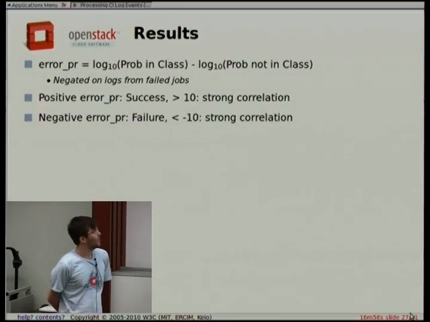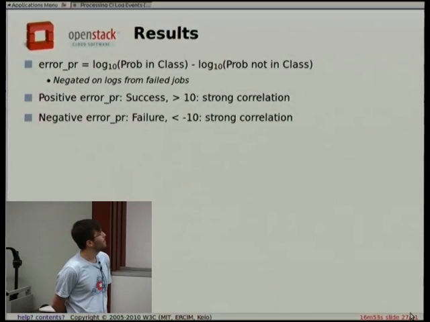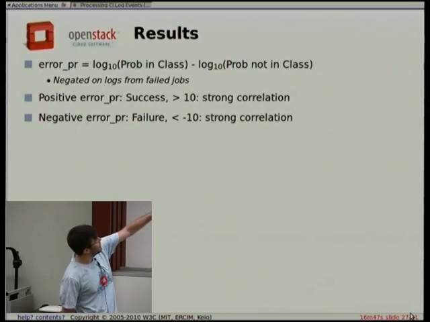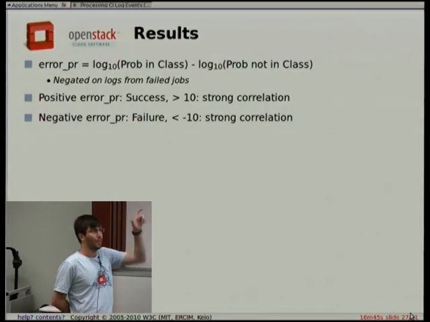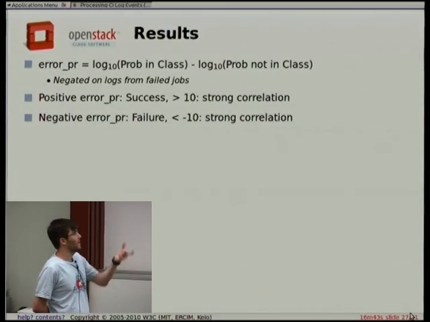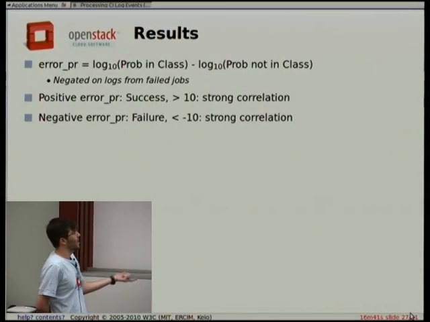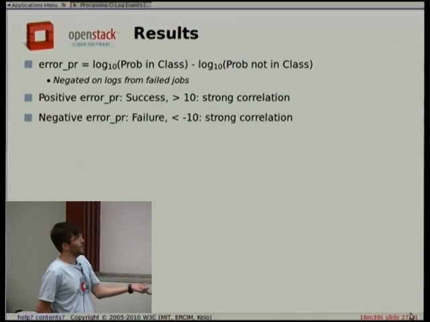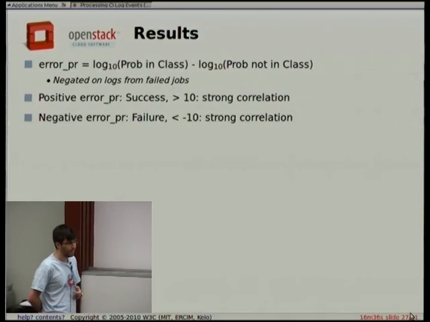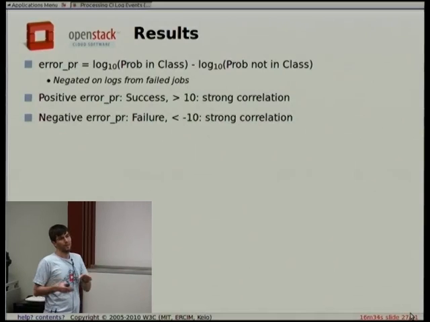And so the results. So what does CRM114 spit out? It's returning this PR value, which we then negate on logs for failed jobs. But this PR value is the log base 10 of the probability that any log event is in a class, less the log base 10 of the probability it is not in the class. So it's normalizing these probability numbers for our human brains.